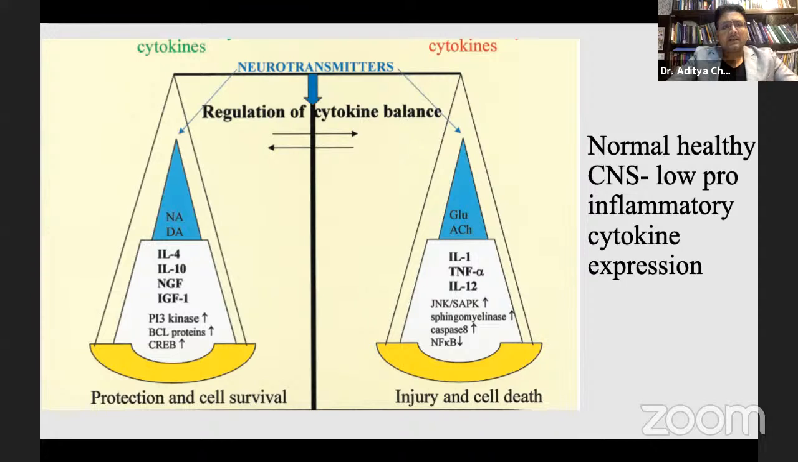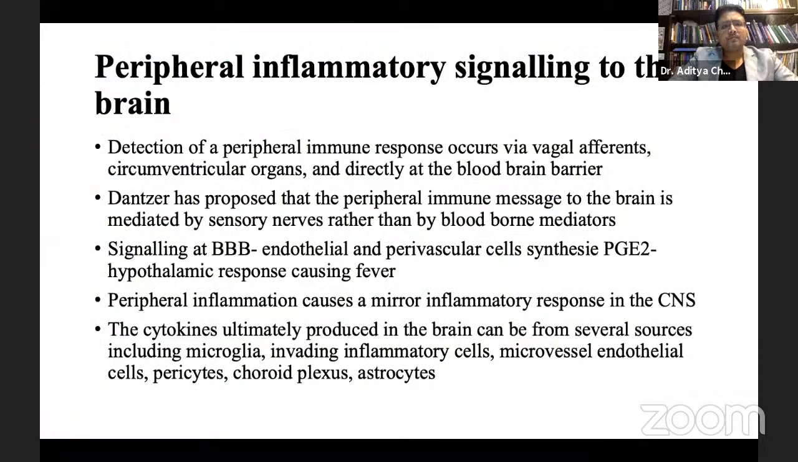Once we look at the left-hand side of our screen, we find that the cytokines which are needed for protection in cell survival include interleukin 4, interleukin 10, nerve growth factor, and insulin-like growth factor. However, the pro-inflammatory cytokines include interleukin 1, tumor necrosis factor alpha, and interleukin 12. So there is a very fine balance that is maintained in the normal brain, even if some cells cross the blood-brain barrier. We see that these interleukins not only increase in in situ CNS infections.